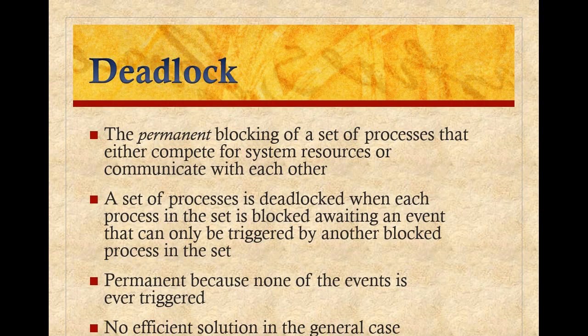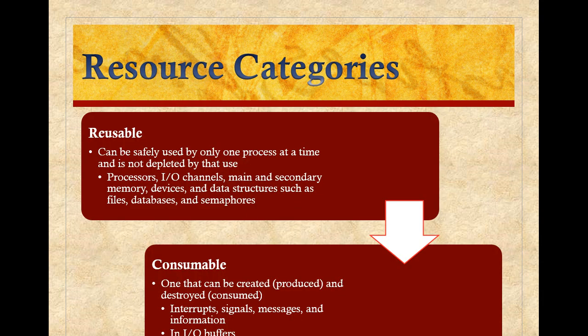Now, what is deadlock? The permanent blocking of a set of processes that either compete for system resources or communicate with each other. A set of processes is deadlocked when each process in the set is blocked, waiting for an event that can only be triggered by another blocked process in the set. Permanent, because none of the events is ever triggered, because they are waiting for each other. So there's no efficient solution in the general case.